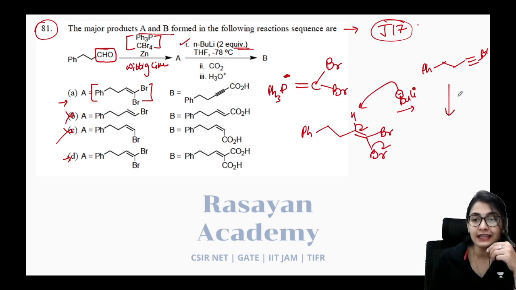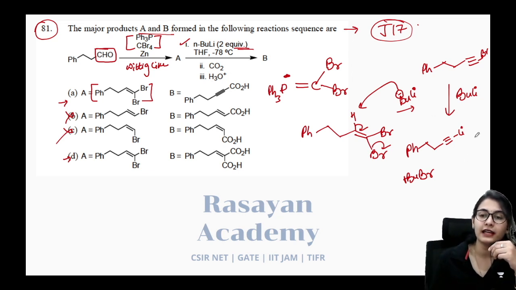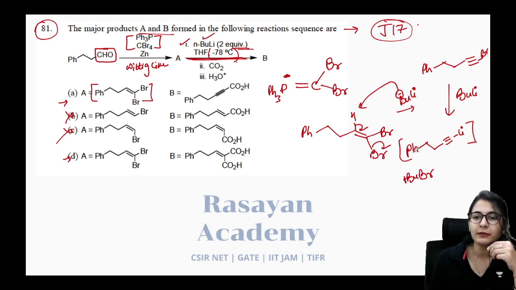Now this alkyne, with 1 more mole of butyl lithium, can undergo halogen exchange. Okay, and the BuBr eliminates. BuLi is given, minus BuBr. So this is your byproduct, butyl bromide, and you are getting the alkynyl lithium. This is the molecule that is prepared till this step. Till this step, minus 78 degrees centigrade is required for butyl lithium. Okay, till this step you get this.